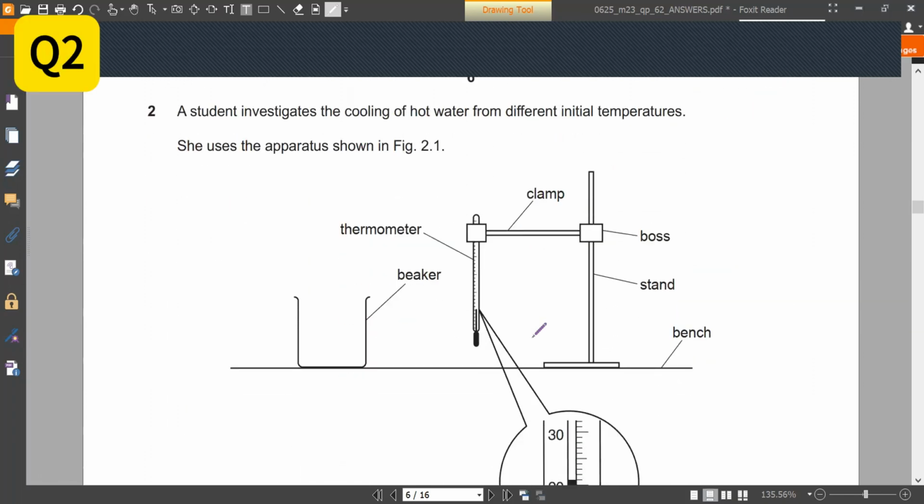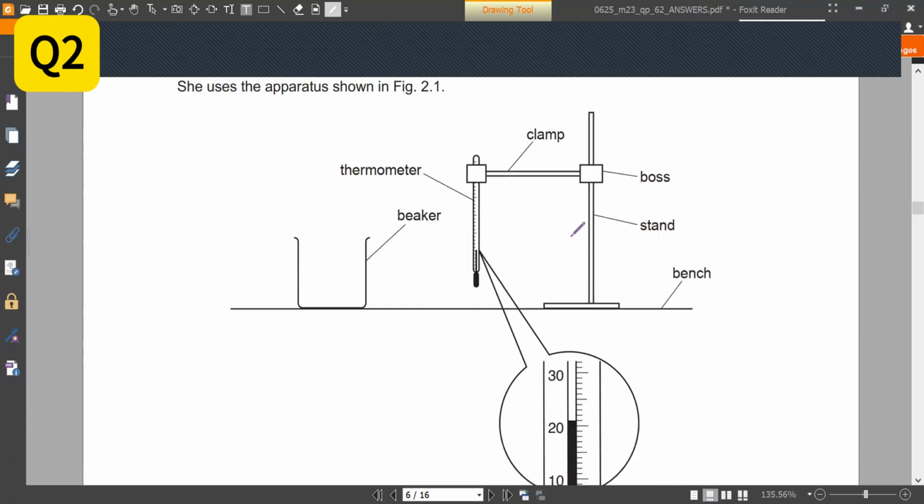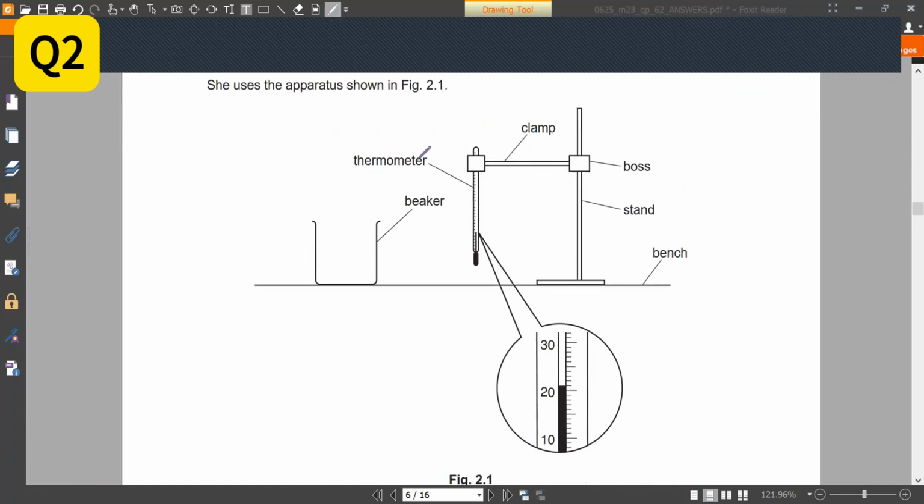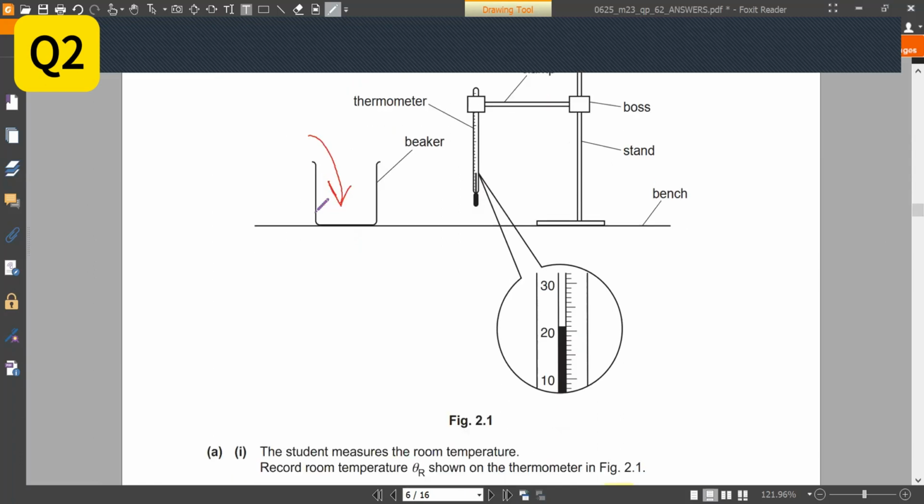Next question. This is a thermal topic question. A student investigates the cooling of hot water from different initial temperatures. This is our setup here, straightforward. We have the beaker and the thermometer. We pour the water into the beaker and then we measure the cooling process.